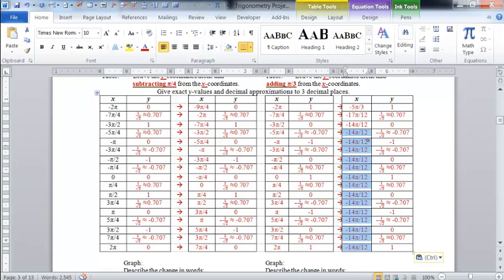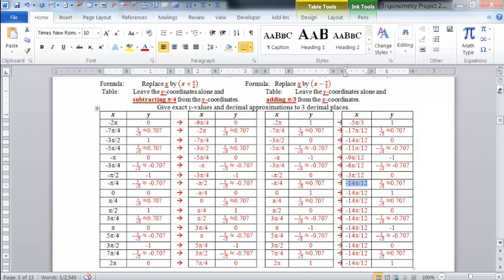Okay, and we're adding 3 pi over 12. So, negative 11 pi over 12, negative 9 pi over 12, negative 6 pi over 12, negative 3 pi over 12, this one's 0, no, something's out of whack here. None of them should be 0.